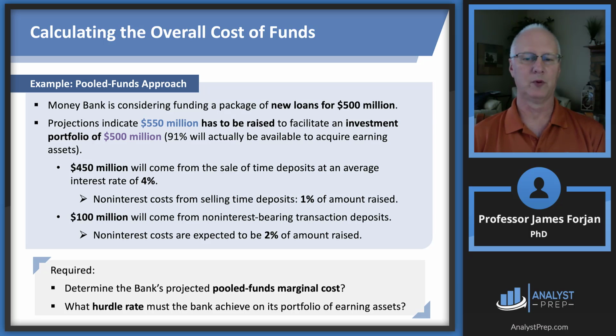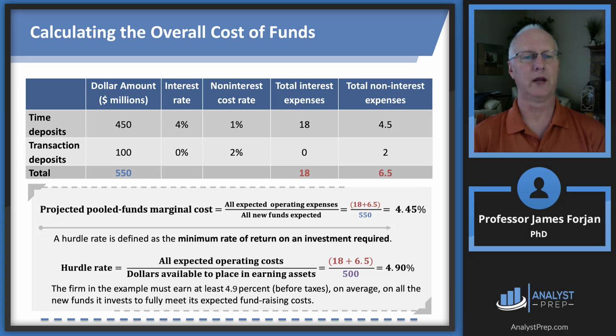We'll call this pooled funds marginal cost. So let's remember the stuff that we learned from a previous recording about marginal cost. And then there's a question about the hurdle rate. All right, so there we go down the left-hand column. There are our time and transaction deposits. They sum to 550, and there are the interest rates that are given to us in that previous slide. So total interest expenses are 18, total non-interest expenses are 6.5.